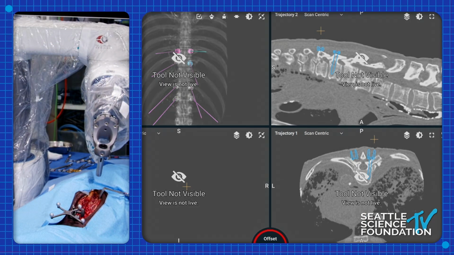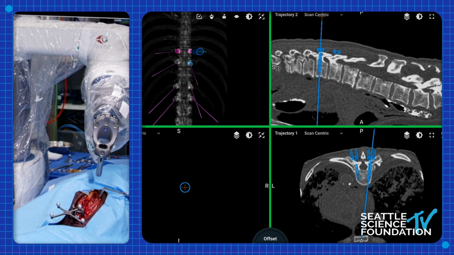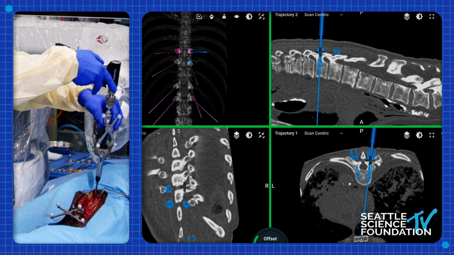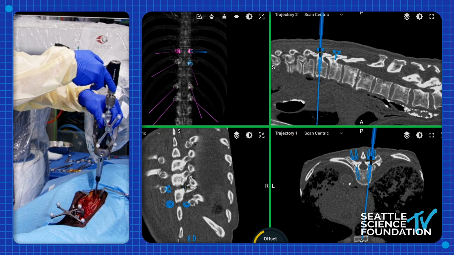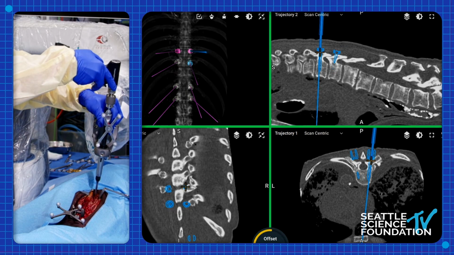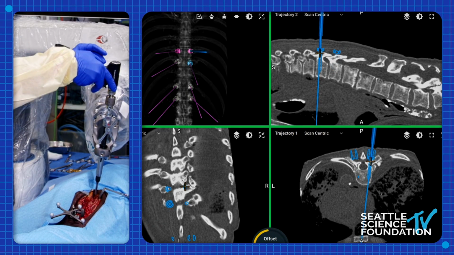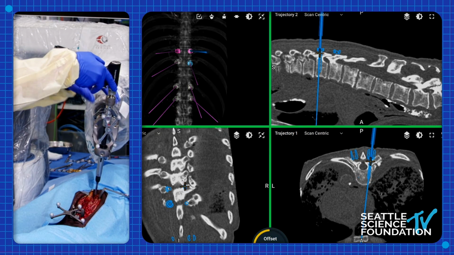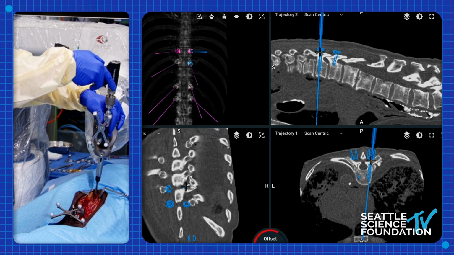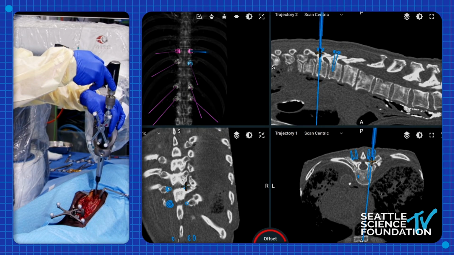Okay. Then we can take our side cutting drill and place that into the divot that we made. And this is actually a very narrow pedicle, so I'm expecting to feel a little bit of resistance, and I can feel that. I also have the benefit of the skyvometer, which is this offset indicator there that will also help me realize when I am off trajectory.